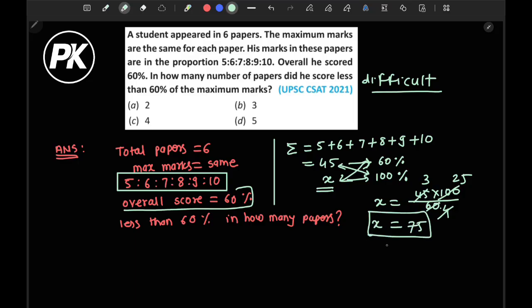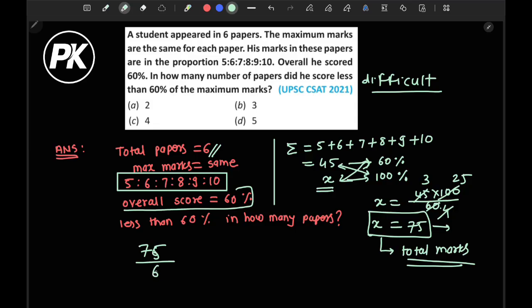Now what this x is denoting here is nothing but the total marks, right? But there are how many papers total? 6 papers, and these are the total marks of all 6 papers. So in each paper, if I want to see, each paper will be of marks 75 by 6, right?